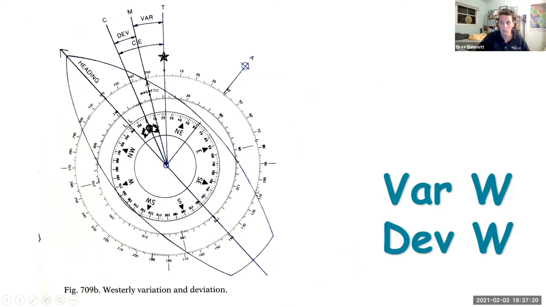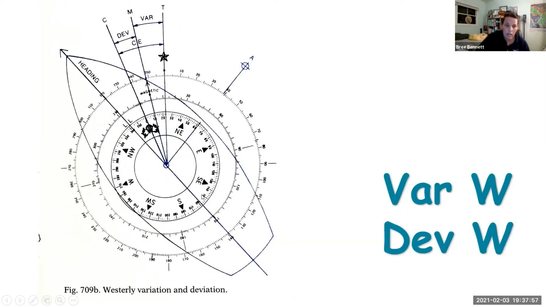But here's some more visuals to kind of explain this. On this picture here, the outer ring is true north. And then that middle ring here is magnetic. So the difference between true and magnetic is variation. So we have a variation going to the west. I think that might be 11 or 12 degrees. I can't really tell. 12 degrees variation to the west.